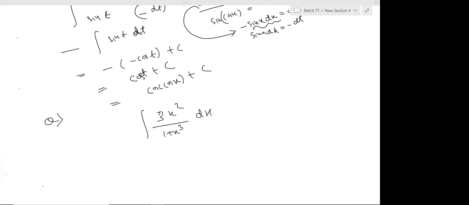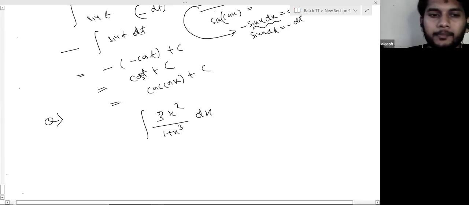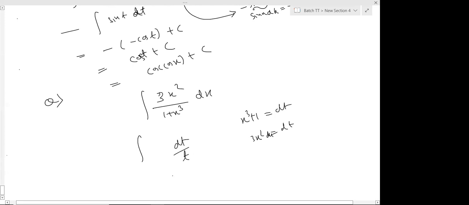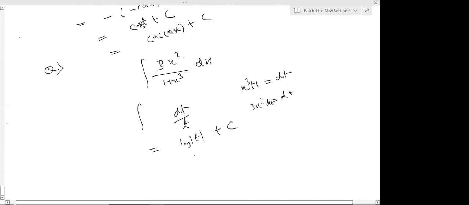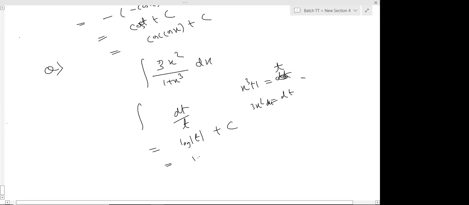Jiva, how did you solve this? So first I took x cube plus 1 is equal to t, so I got 3x square dx as dt. So we have 3x square in the question, so I substituted dt, and the integral of 1 upon t is log t plus c. So what is the value of t? T is not 3x square. T is 1 plus x cube.